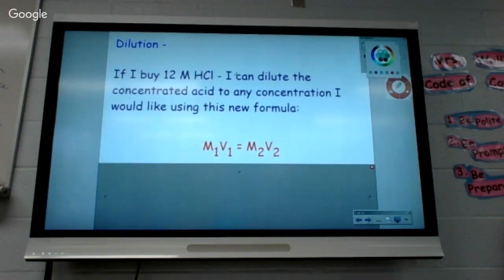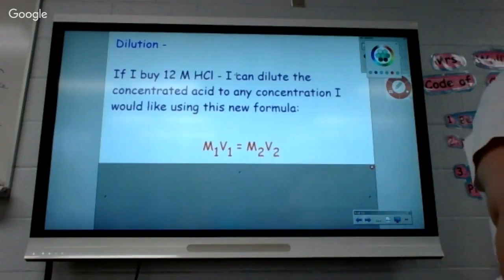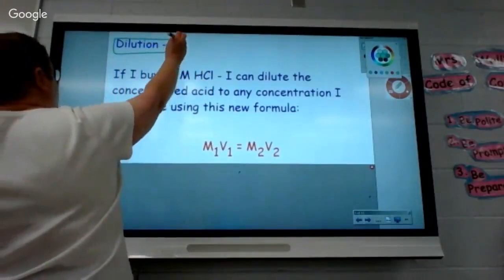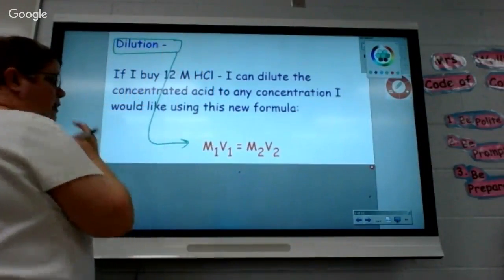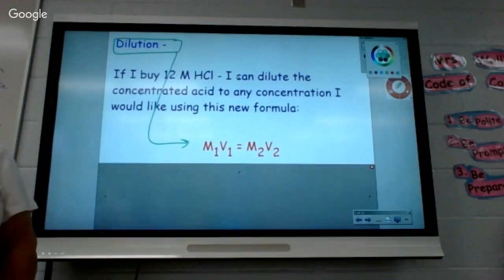Now, if I need, let's say, a 3 molar, I just make 3 molar. If Ms. Thornhill comes over and says, well, I need a 0.5 molar, can we make 0.5 molar? Yes, we can. The way we do that is this formula right here. If you read a question and it says to dilute something, this is the formula you want. What does the big M stand for? Molarity. What does the V stand for? Volume.